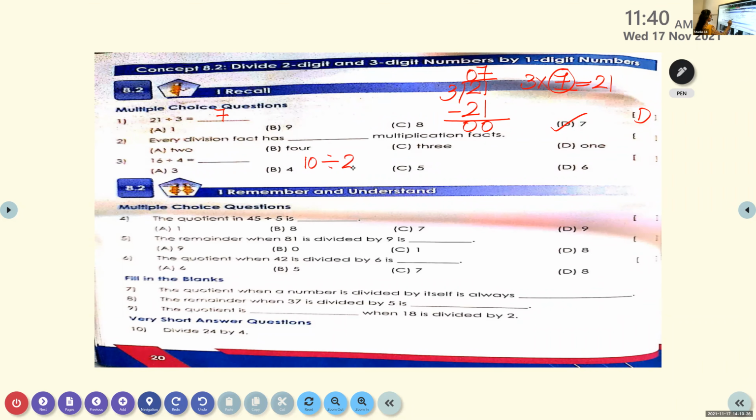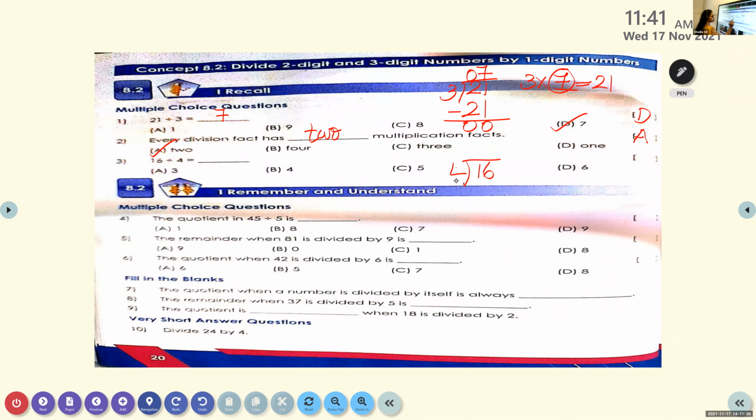Okay, Azim. Good. Every division fact has 2 multiplication facts, and every multiplication fact has 2 division facts. Now the next one, third one: 16 divided by 4 is equal to dash.